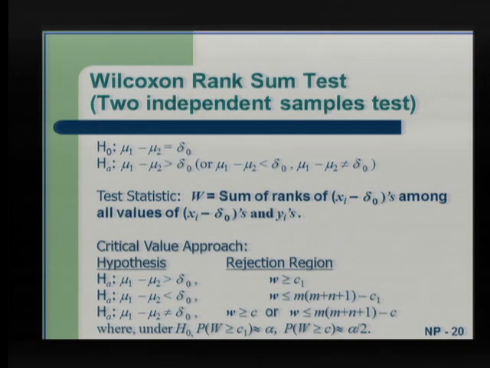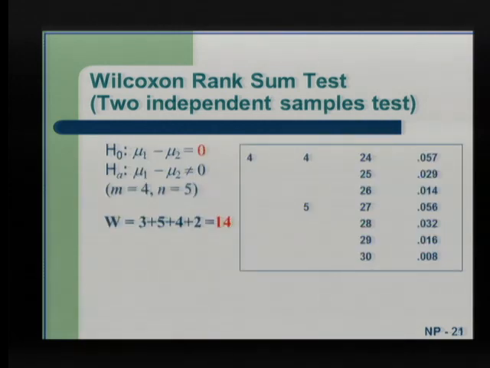Or you can calculate the p-value based on this rank sum, using the software or a table. So this is a situation where we actually have that particular data: the rank sum is 14, and we have a sample size of 4 and 5. So this tells us that if you have a rank sum of 27, the p-value is about 0.56.